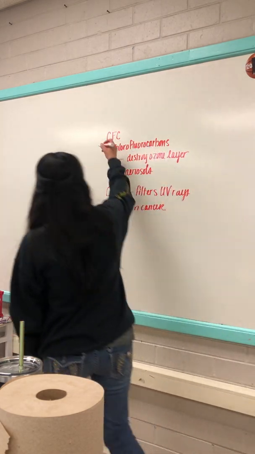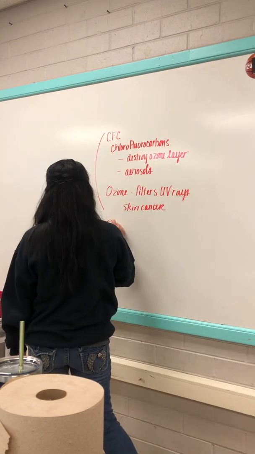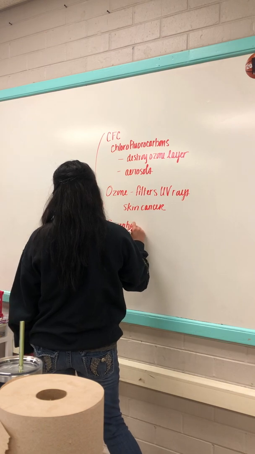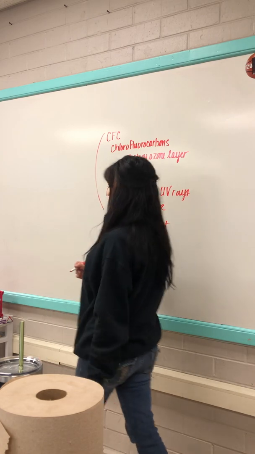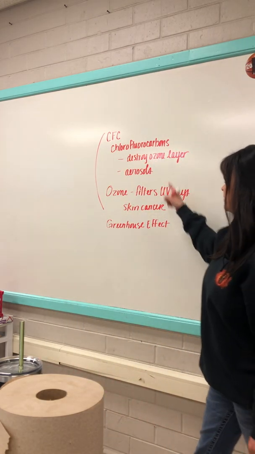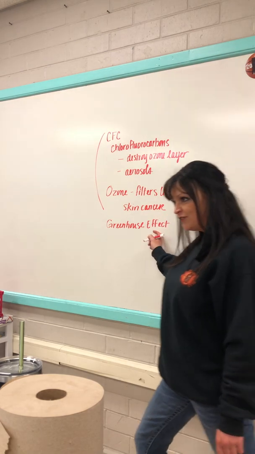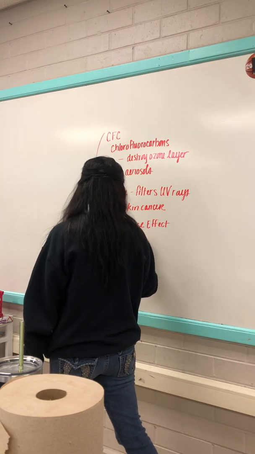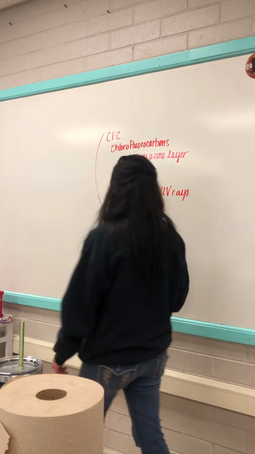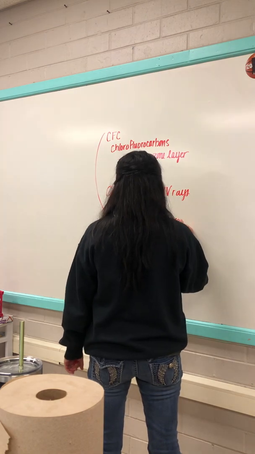Alright, so this is the one that I don't want you to get mixed up with greenhouse gases, or the greenhouse effect. Remember, these two things are totally different. Ozone layer is CFCs destroy it. It filters UV rays. Greenhouse effect is from what gas? Methane. Well, it can be methane, but the main one is carbon dioxide. So that's from burning fossil fuels. So the greenhouse effect, global warming, whatever term they use.